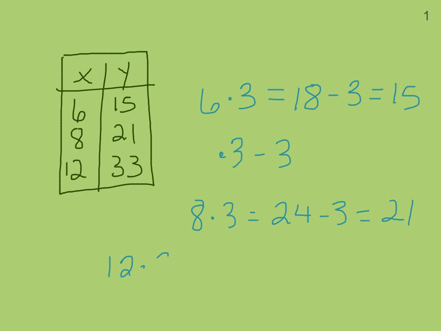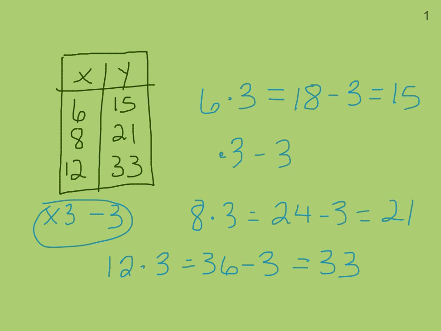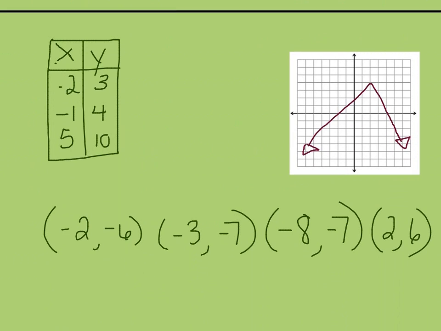Let's try the last one. 12 times 3 is 36, and then 36 minus 3 is 33. So that's what it is. So you're going to write multiply by 3, minus 3. That is your rule. And that's it. So you just have to spend a little time working it out and seeing what works, and you'll figure them out. On this page I have three different things.